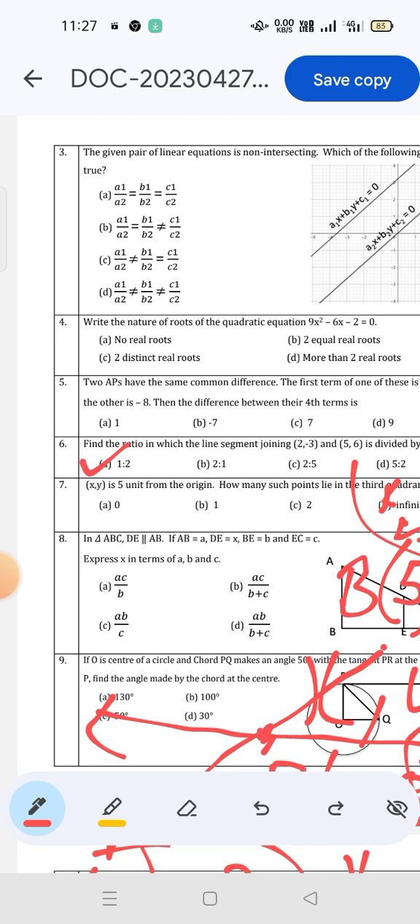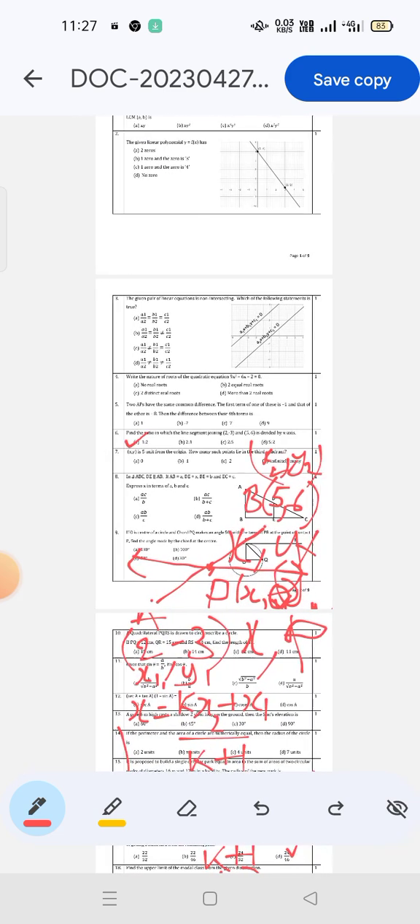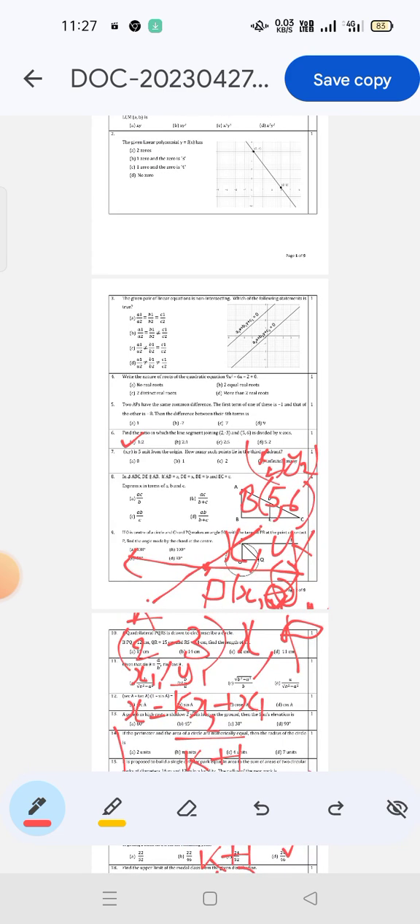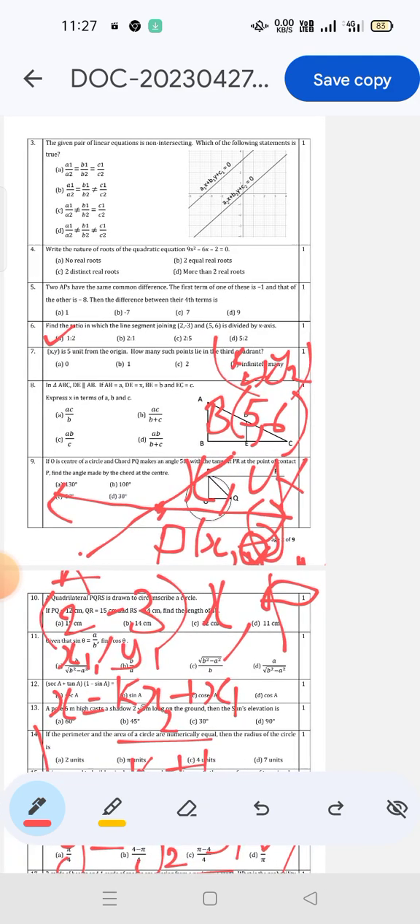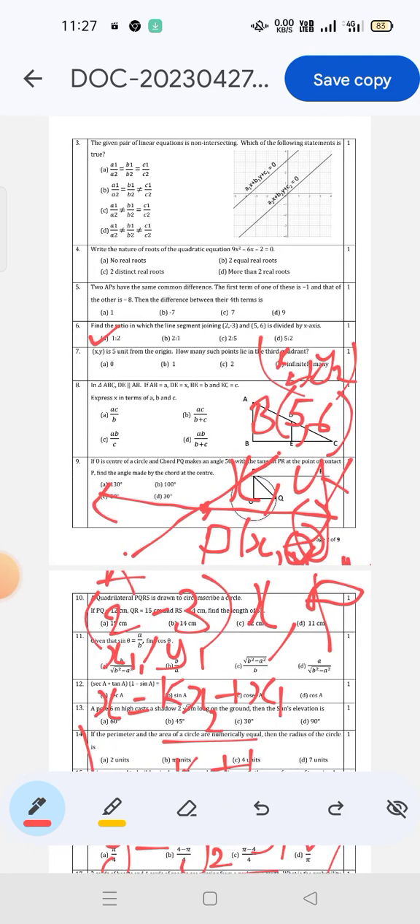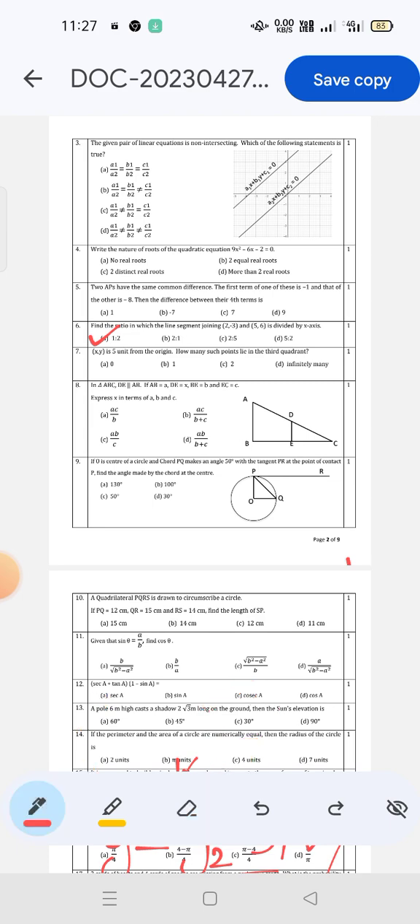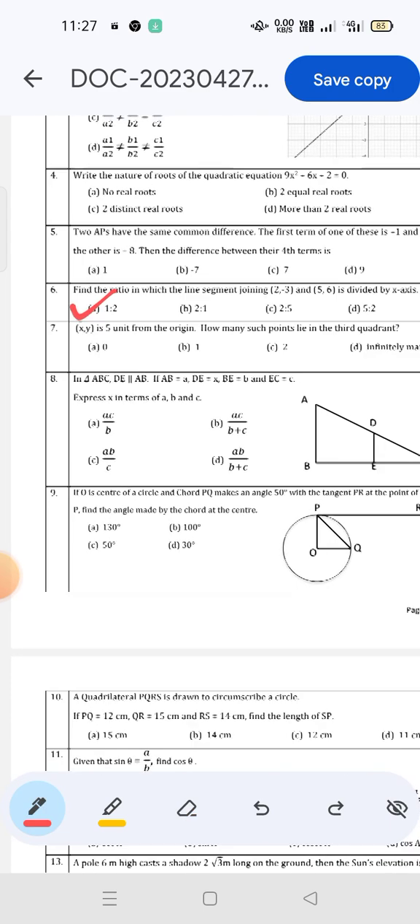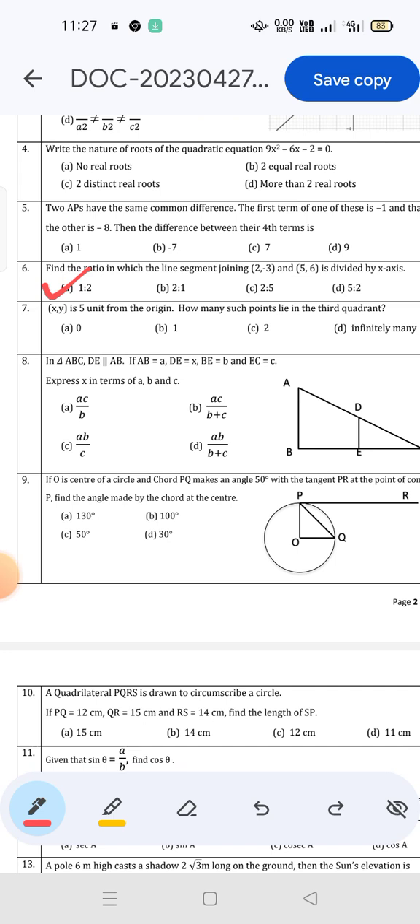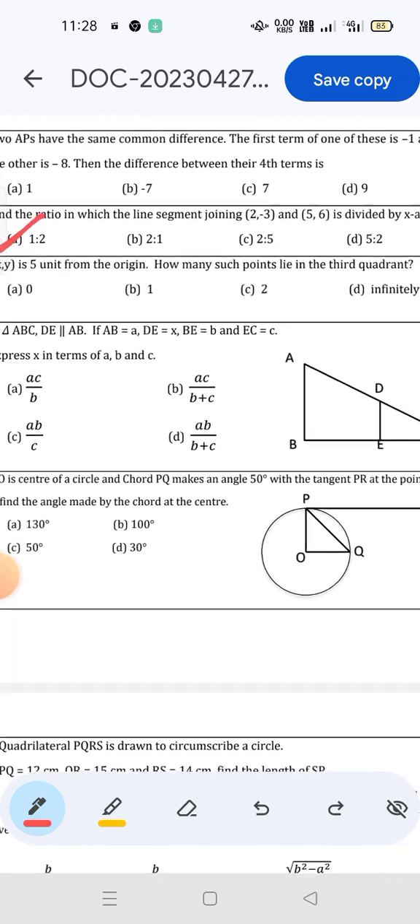Now let's look at question 7. Let me just erase all this. Right then, so now let's concentrate on question 7. X comma y is 5 unit from the origin. How many such points lie in the third quadrant?